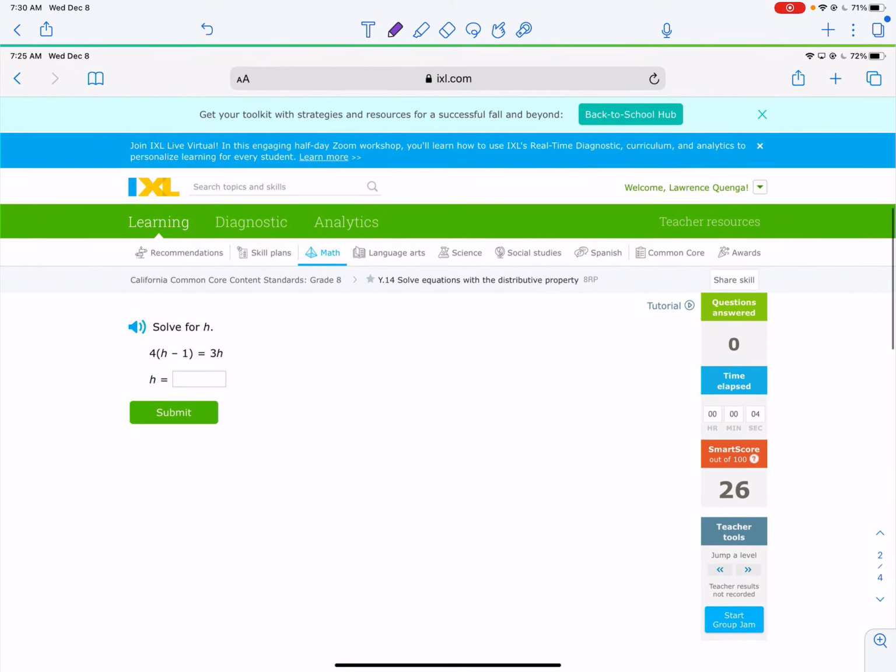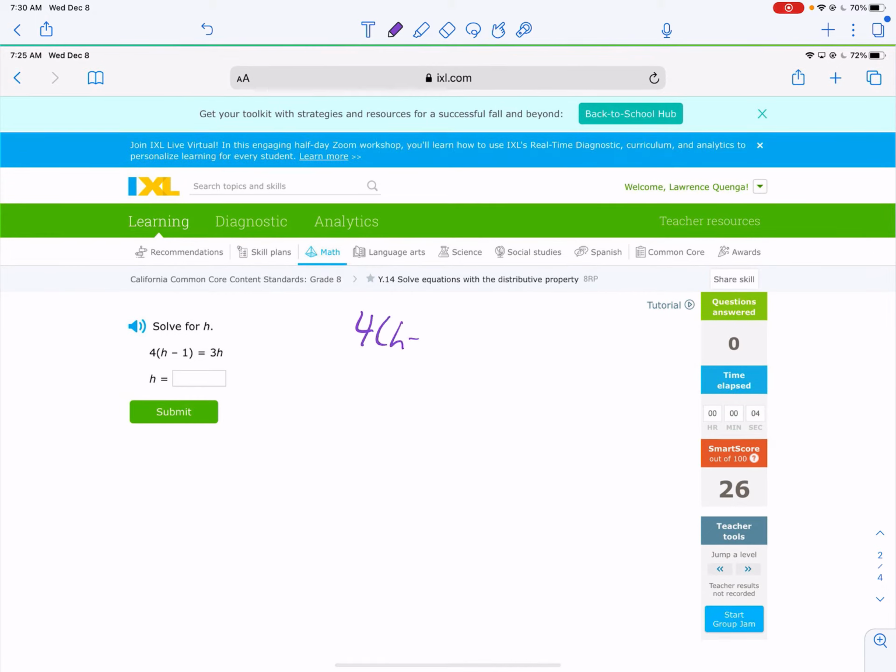Now we're going to follow that same process here, but this time we've got to distribute, because we're not going to divide that 4 from both sides. That'll make our problem so complicated, so we're just going to distribute this in. 4 times h is 4h, and 4 times negative 1 is negative 4, equals 3h. So we have 4h minus 4 equals 3h.